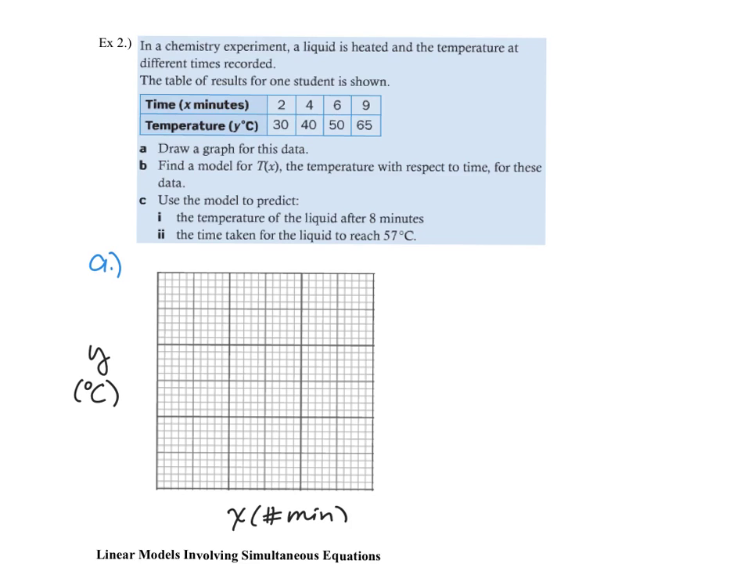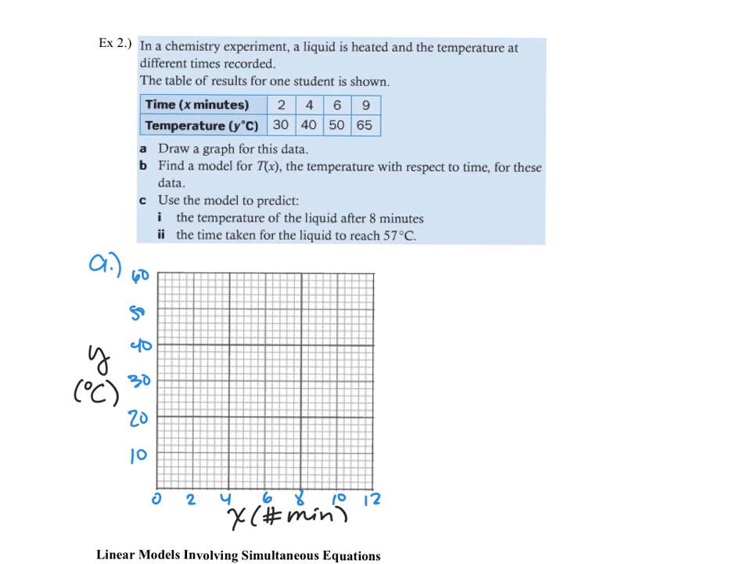You always want, when you label your axes, to make sure you quantify them. Make sure you describe them in terms of a number or quantity. Okay, so let's put some units on our x-axis. How about we count by twos: 0, 2, 4, 6, 8, 10, 12. And then for our temperature, let's count by tens: 10, 20, 30, 40, 50, and 60.